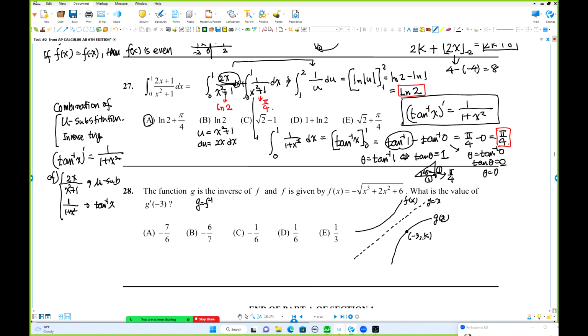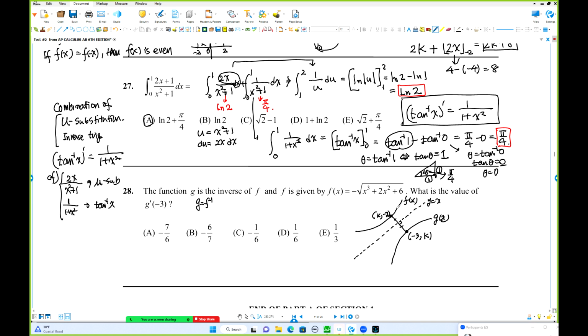Okay? This point, when x equals 3, y is k. What is its corresponding point? All the way down and perpendicular to the other side, the same distance. This is the corresponding point, where we switch x and y. X is k, y is -3. This is the corresponding point, because when you find the inverse, we always switch the values of x and y.